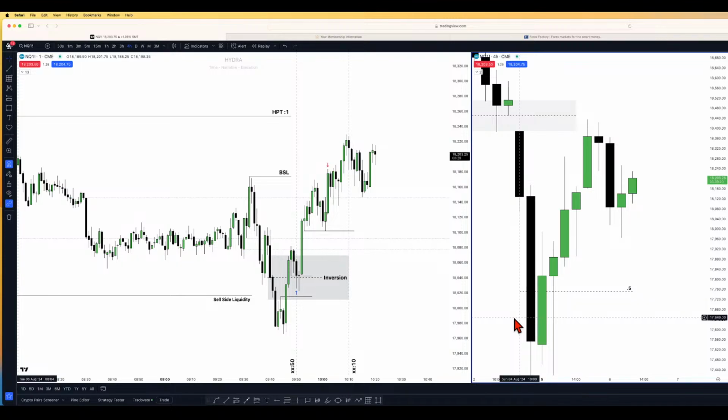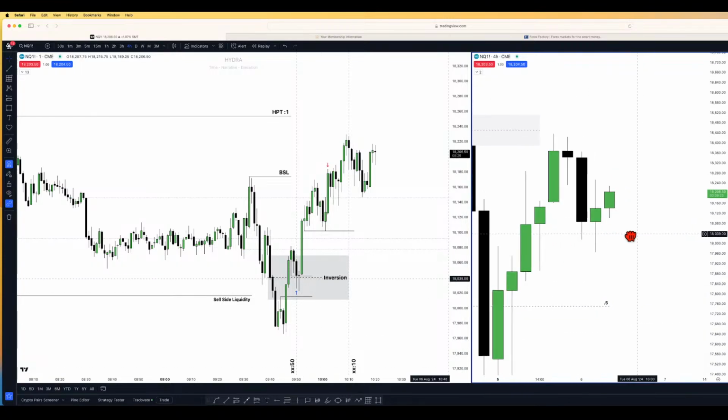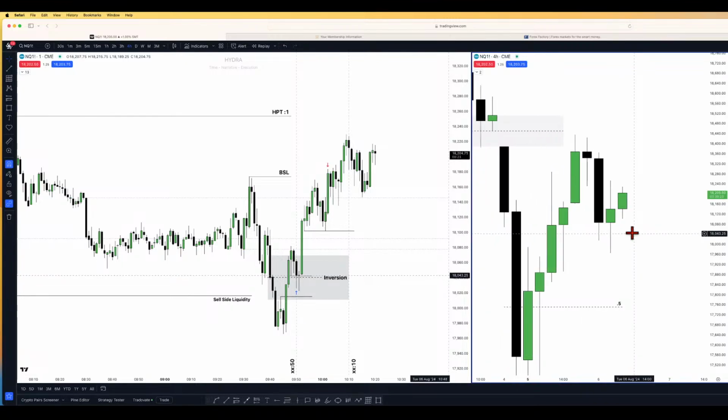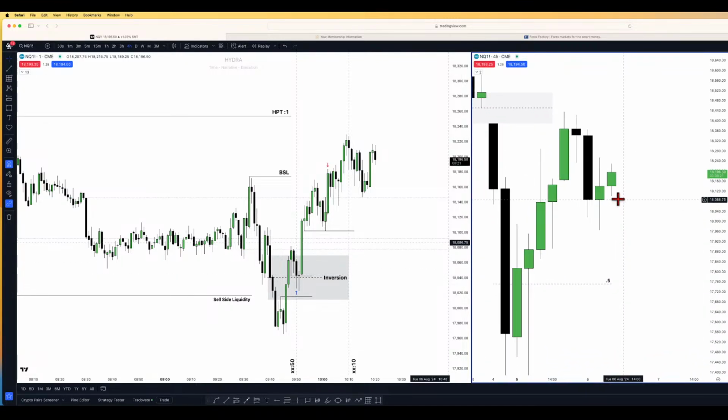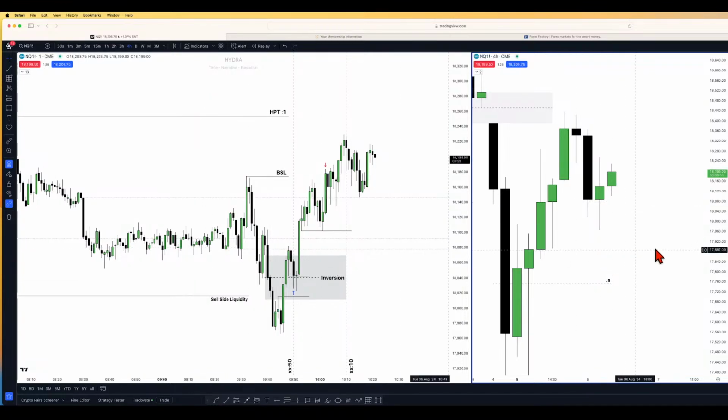Just observing power of three. Yes, power of three is the best thing that you can learn from ICT's archive. Right? We had a very beautiful power of three. How did I predict it? I was basically expecting power of three: manipulation, accumulation. That was the accumulation phase, right? Time distortion. We know that when it happens, usually it happens at 8:50 to 9:10. Manipulation and distribution. Very, very beautiful power of three.